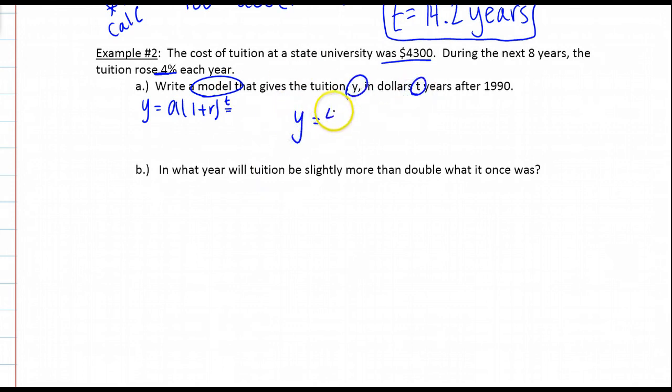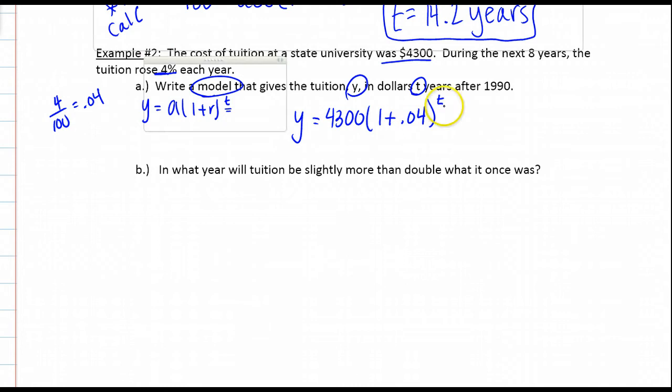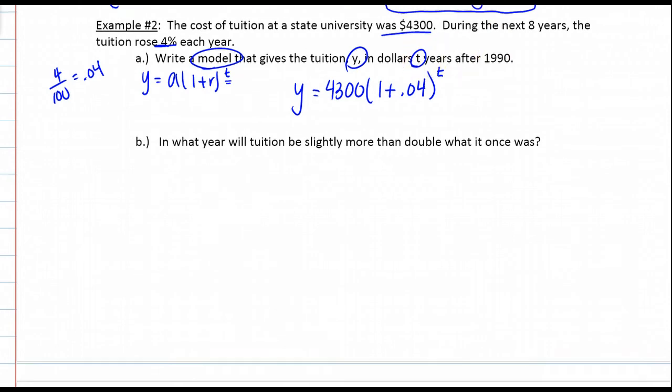So Y equals 4,300 times 1 plus 0.04 to the t power. And I got 0.04 because 4 divided by 100 is 0.04. And that's how we can always change from a percent to a decimal. And I know you might have wanted to plug in t for 8, but it's just telling you that this happened for 8 years. We didn't ask about after 8 years. It said after t years.